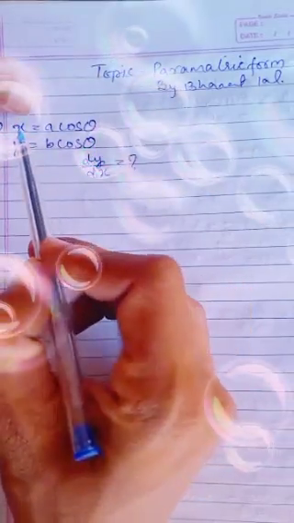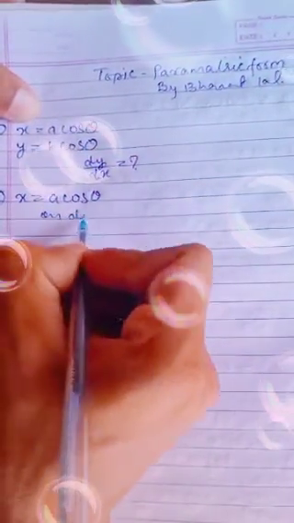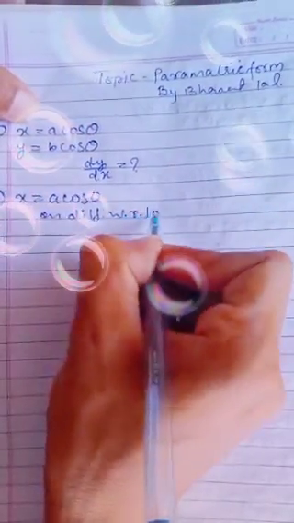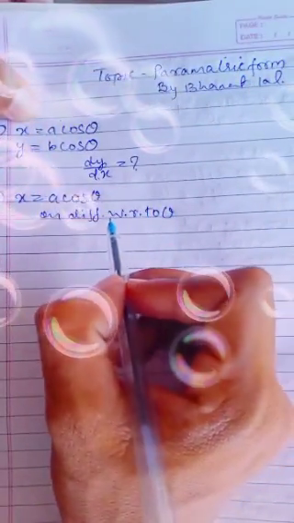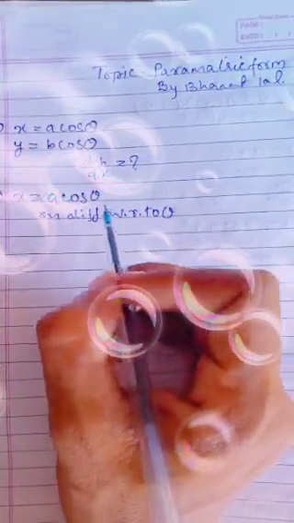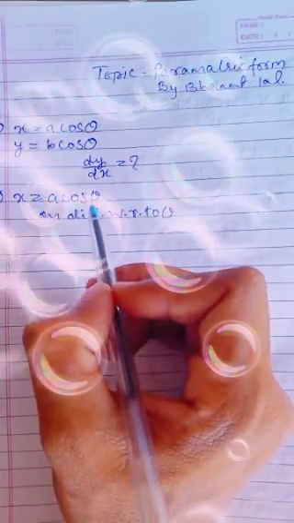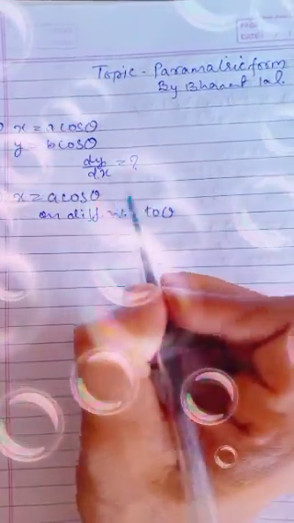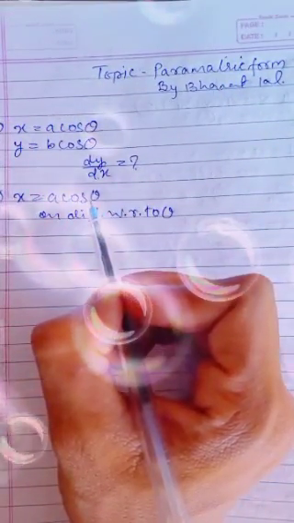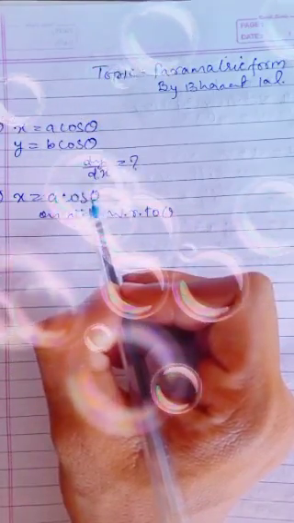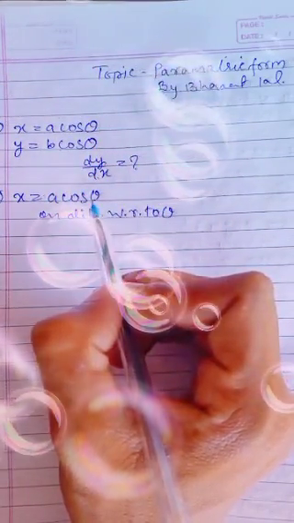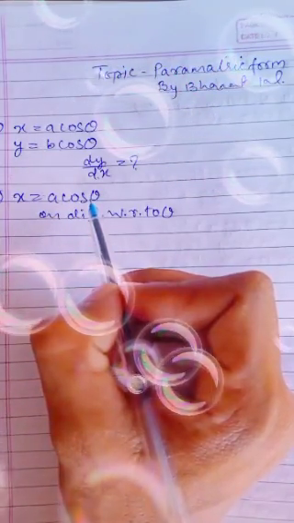So first of all I will take this equation, x is equal to a cos theta. Here you can write differentiation with respect to theta. Why should I differentiate with respect to theta? This is because here the angle is given in terms of theta. If any other term is given, like z or w, then you differentiate with respect to that variable.